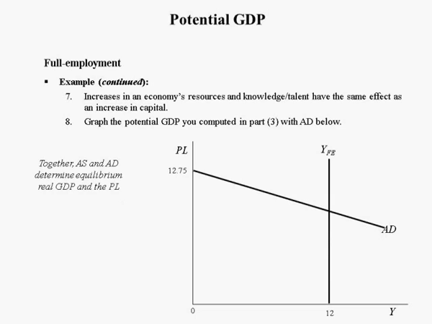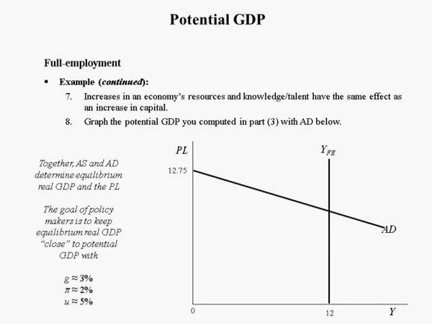So the next thing we're going to do is we're going to derive the aggregate supply curve, right? We have 2/3 of the aggregate demand aggregate supply model. We have aggregate demand, we have full employment output. Now we're going to derive aggregate supply. And the goal of policymakers is to keep equilibrium GDP close to potential with the economy growing at 3%, inflation at 2%, and the unemployment rate between 5 and 6%.